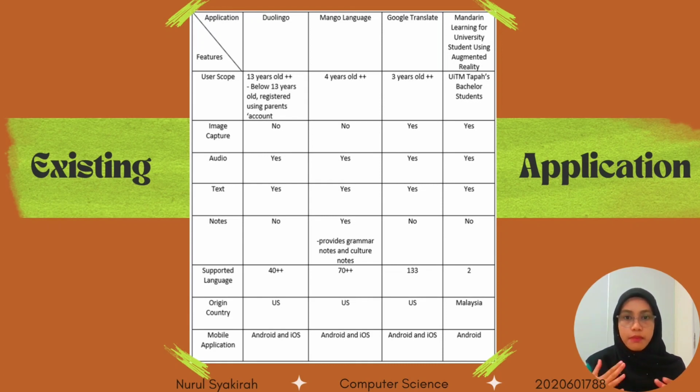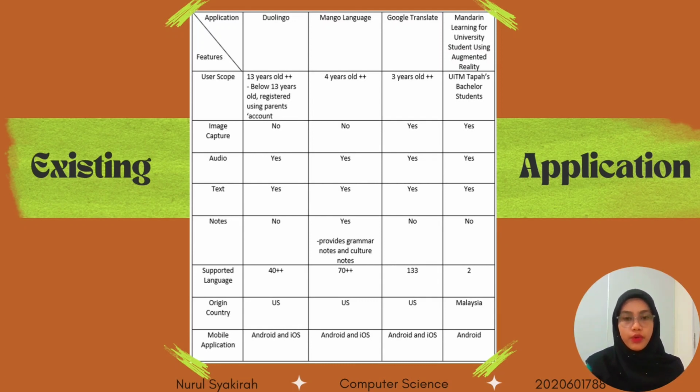So for the image capture, only Google Translate has image capture, and our Mandarin learning app will also have the image capture feature. And for the audio and text, all the applications have those features. For the notes, Mango Language offers grammar notes and culture notes for users. And the other applications, including the Mandarin learning app for university students using AR, will not provide notes.